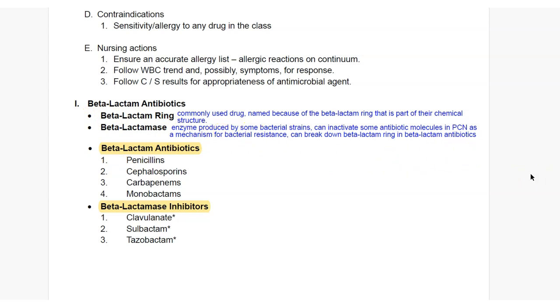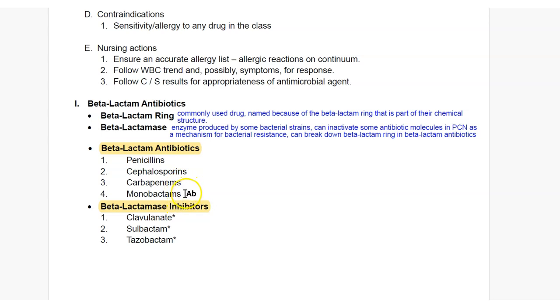All right, knowing what we know now, right? Now that we understand what the beta-lactam ring is, or beta-lactam antibiotics, and what the beta-lactamase enzyme is, let's look at the beta-lactam antibiotics. So beta-lactam antibiotics, again, have the beta-lactam rings. So beta-lactam antibiotics include penicillins, cephalosporins, carbapenems, and monobactams.